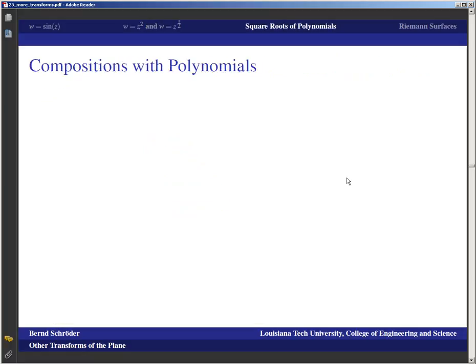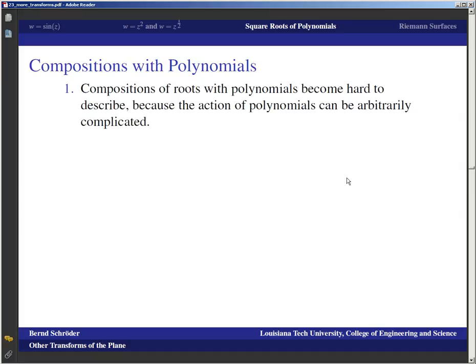Okay, now compositions with polynomials. If you take a root and you compose it with a polynomial, that's really hard to describe because the action of polynomials can be arbitrarily complicated. First of all, polynomials are pretty nasty by themselves, right? And then remember that through power series, polynomials can be used to approximate arbitrary analytic functions. So hoping that we can describe the action of an arbitrary polynomial, I think that's quite a bit too much to hope for.